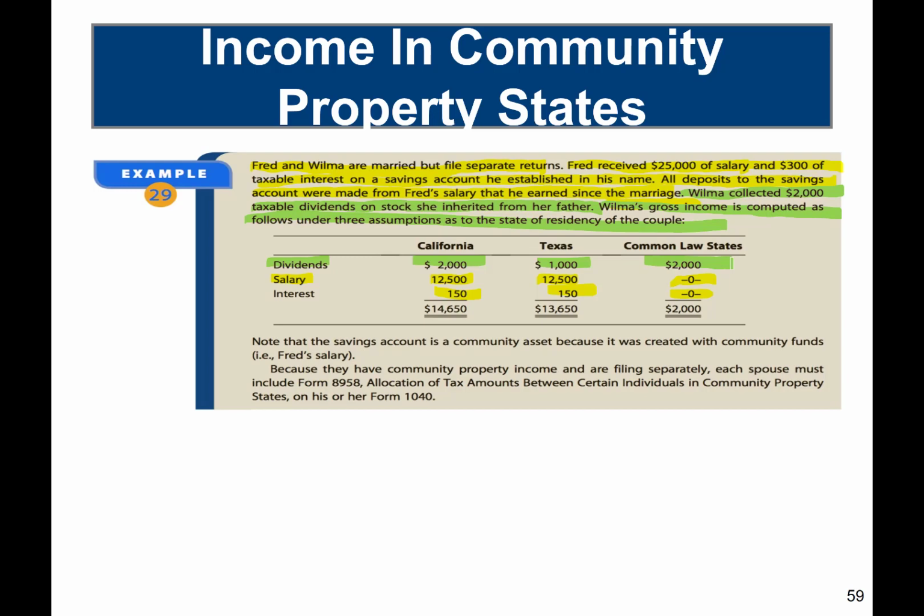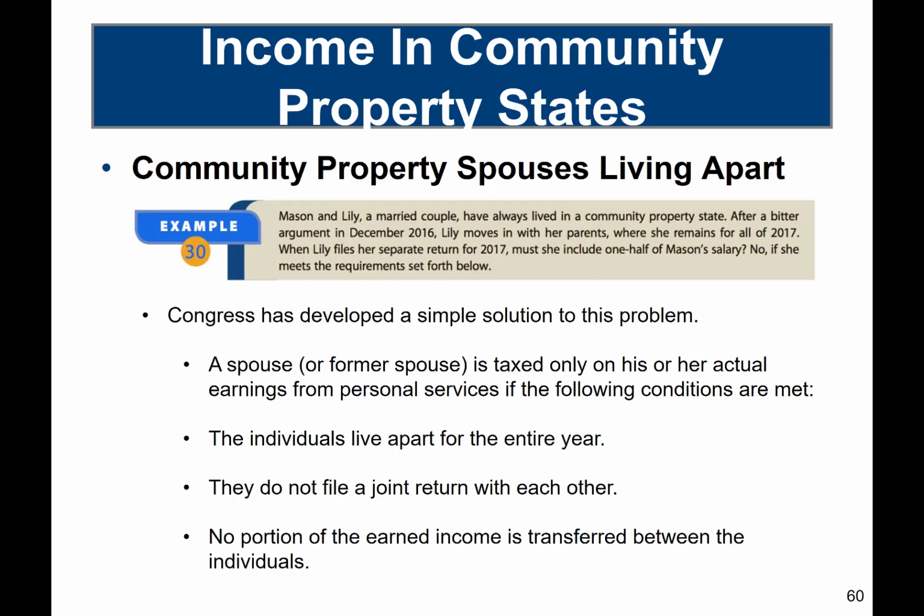Okay, good. Let's make sure we understand when these laws will apply. So let's look at Mason and Lily. I felt sorry for Lily in this one for some reason. They have always lived in a community property state. After a bitter argument, Lily moves in with her parents. Maybe her parents have a big house and they're nice people, but she seems to be getting the raw end of the deal here, but whatever. She moves in with her parents where she remains for all of 2017.